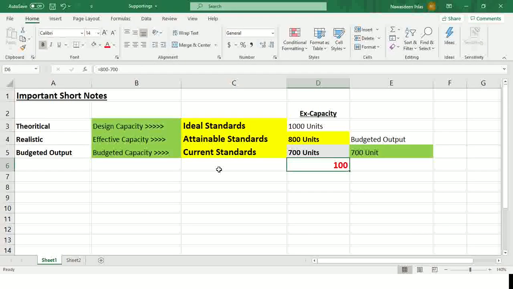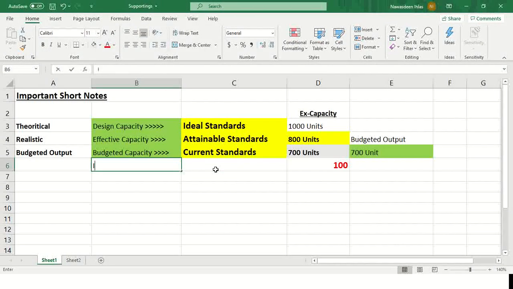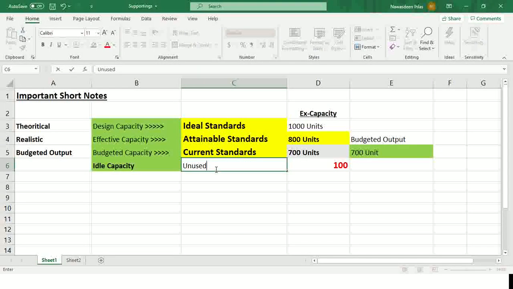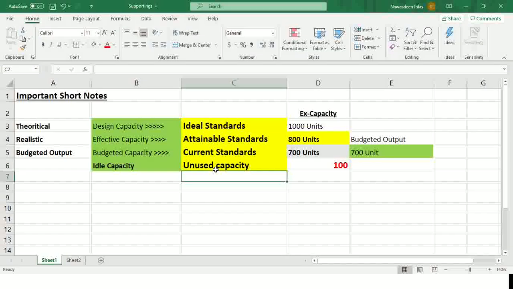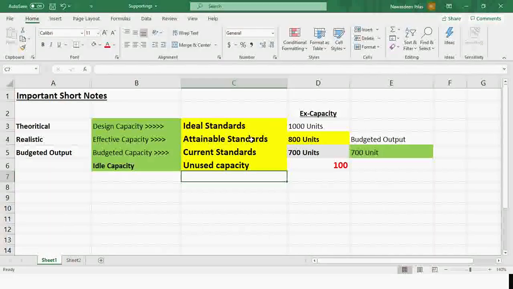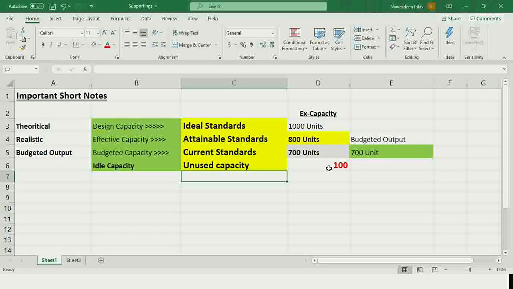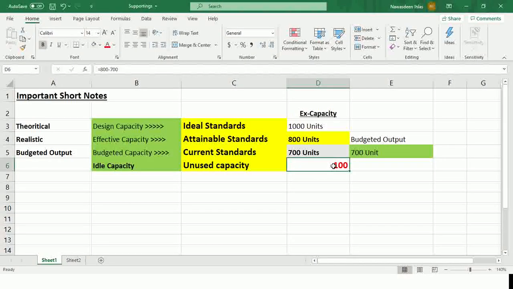In my example, this is idle capacity. So you can understand what is idle capacity. It is unused capacity. So my attainable or practicable output level is 800 units. Budgeted output level is 700, which means 100 units we are not producing, which means it is our unused capacity. Unused capacity we call idle capacity, right?